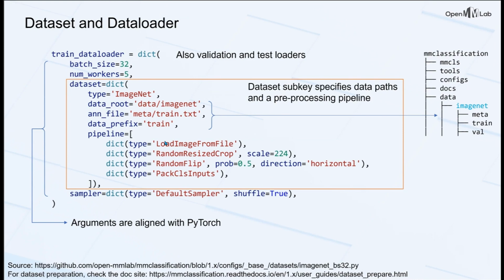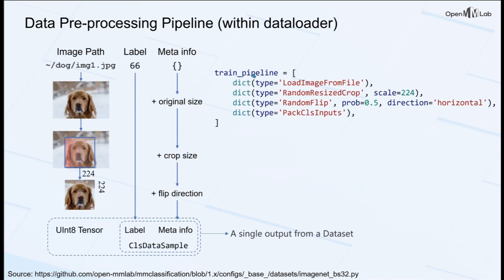And the pipeline usually defines how the data is loaded from the path, and how data augmentation is performed. So in this example, the image is first loaded from the path, and we do some random resize crop and random flip as data augmentation, and finally output the tensor and the label and some meta information in the unified data structure as the output of the dataset.